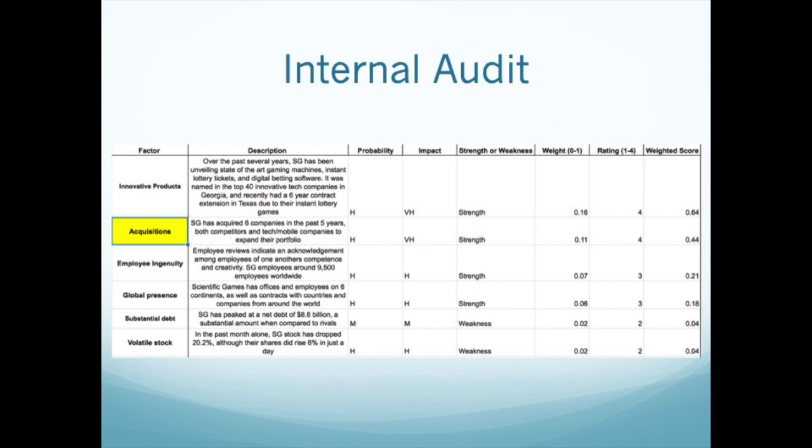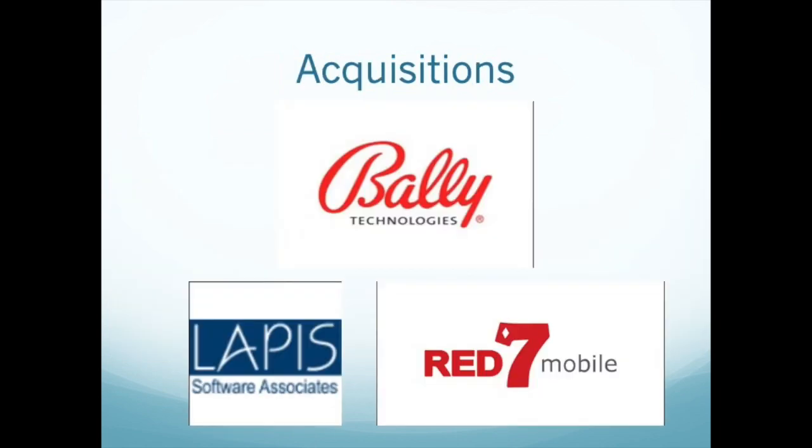The next biggest strength that we identified was Scientific Games' ability to acquire companies. We gave this factor a weight of 0.11 with a rating of 4 due to Scientific Games' impressive list of acquisitions since their founding. The majority of their most recent acquisitions have been software and mobile companies, allowing them to expand into the rapidly growing online and sports betting markets.